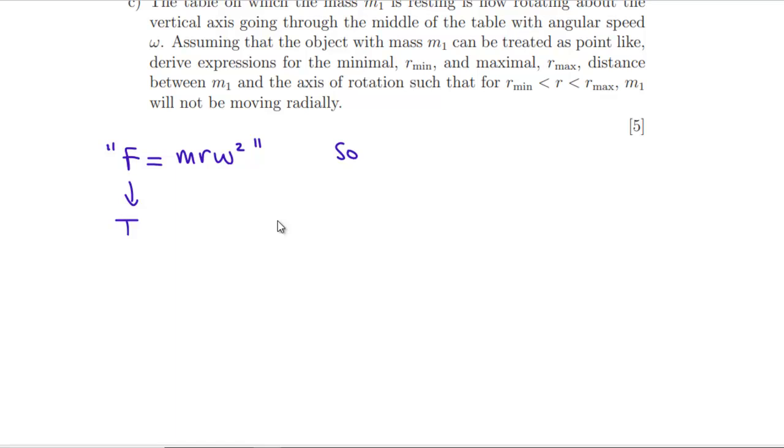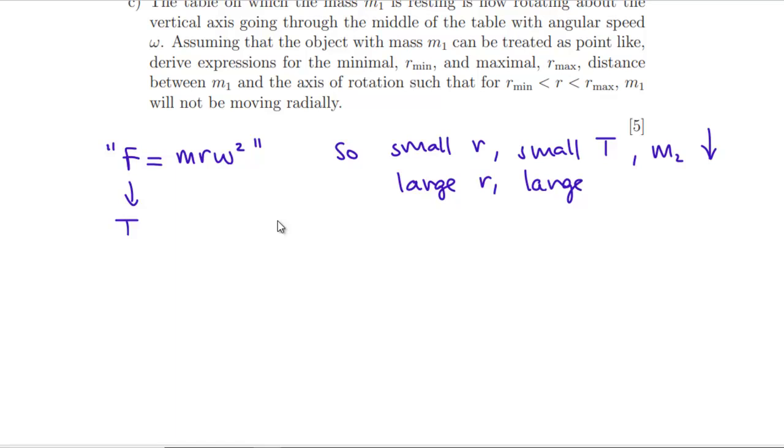So if we've got a small r, we're going to have small T, which means that M2 will fall downwards because the weight will dominate the tension. If we've got large R, we'll have large T, which means that M2 will go upwards because the tension will now dominate the weight. So that's what we've got on this.